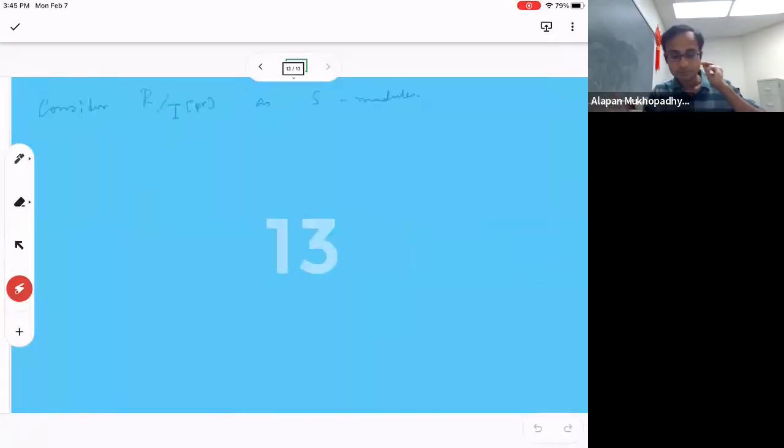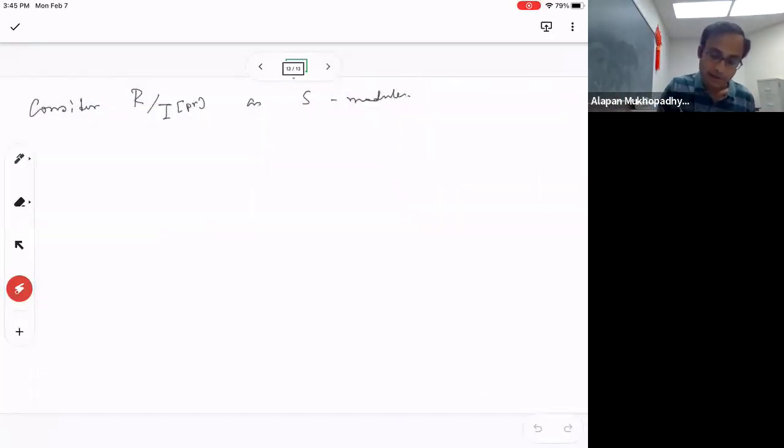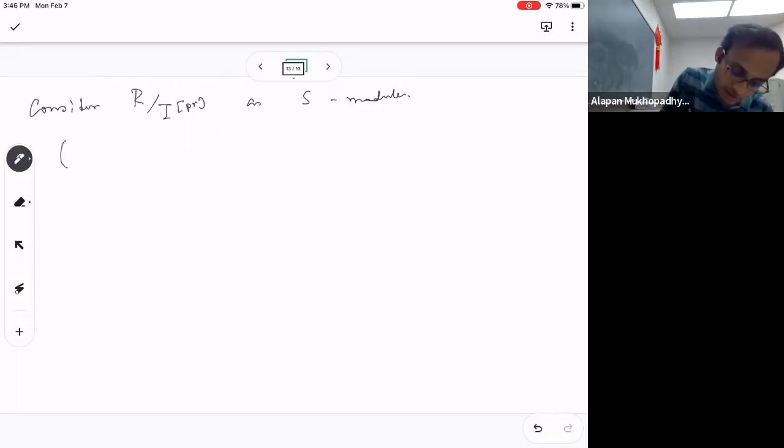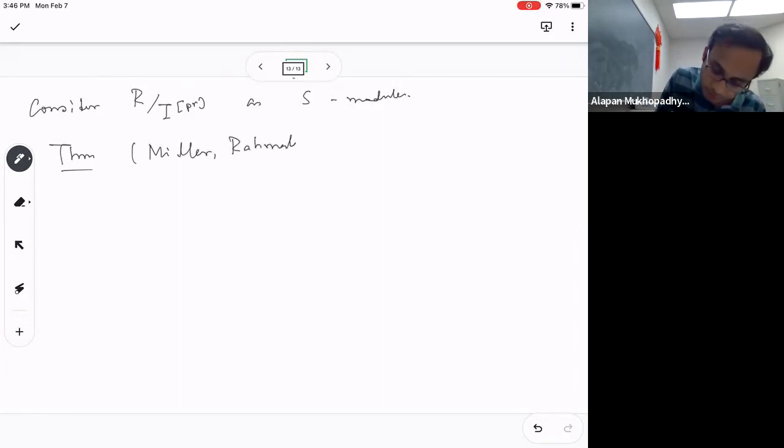Okay. So I was talking about a pattern of graded Betti numbers of R mod I power p power n. So I was going to mention a result, a theorem due to Miller, Rahmati, and Rebecca Argy.